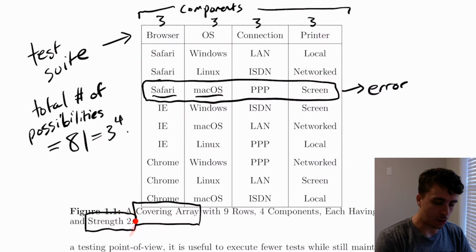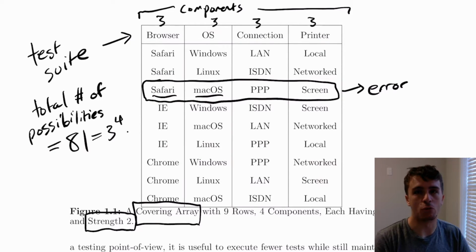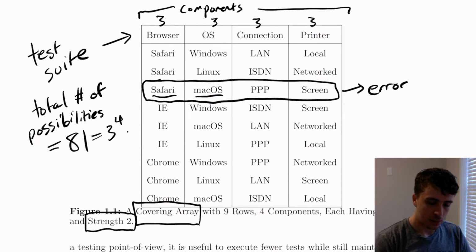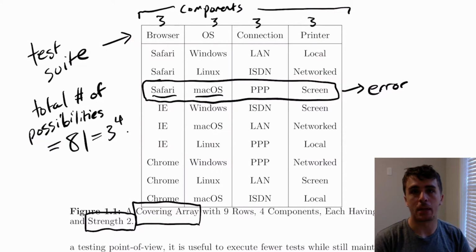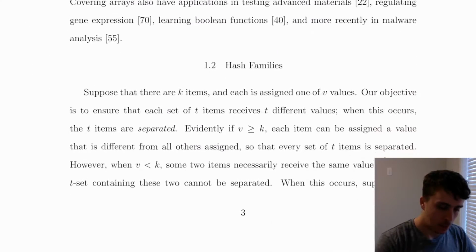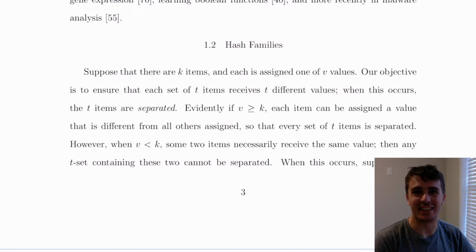But then you may be also noting that with higher strength, you need more rows. Because if I changed this thing up to strength 3, I would need at least 27 rows, because that's 3 to the power of 3. And if I went to strength 4, I would need all 81 tests in this case, because there are only 4 components, okay? So it's basically trying to optimize the problem of how few rows I need to actually generate this array. So that's not what I actually do in the thesis.